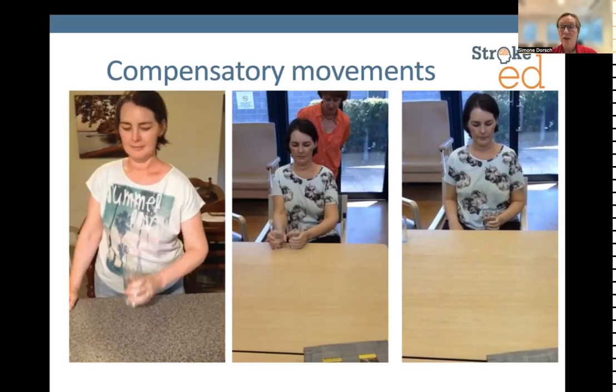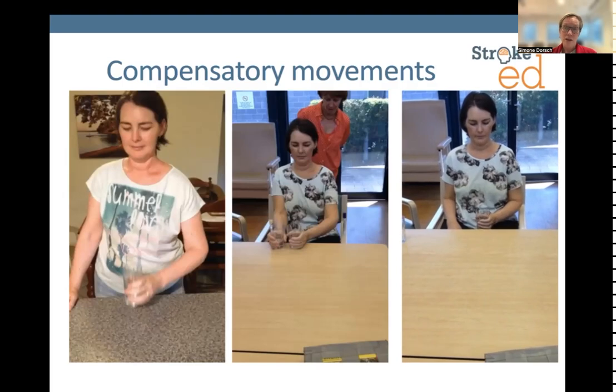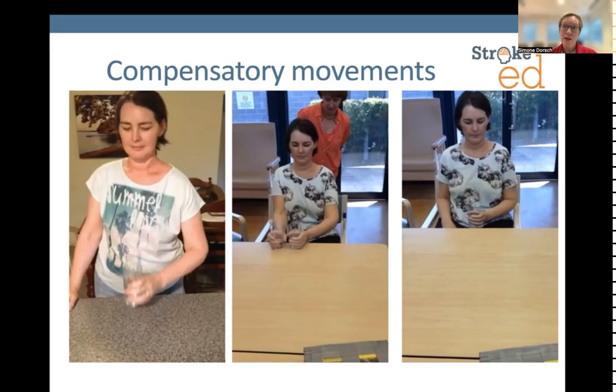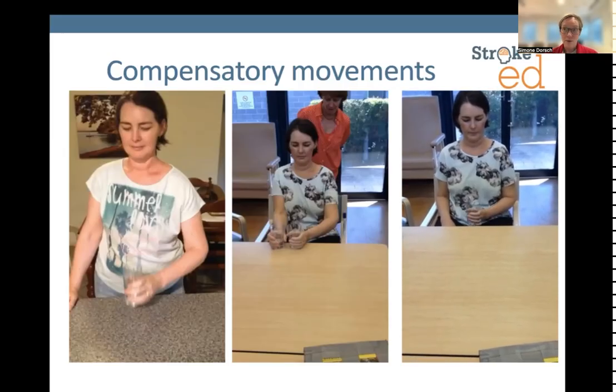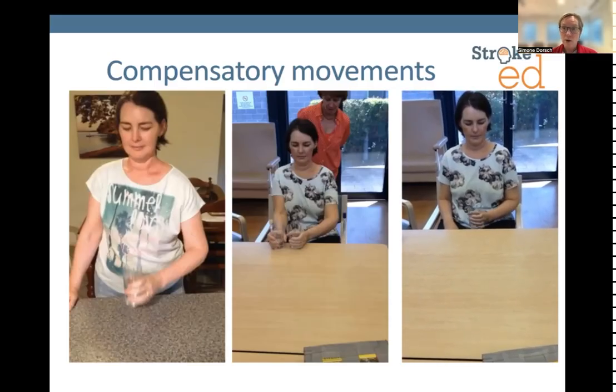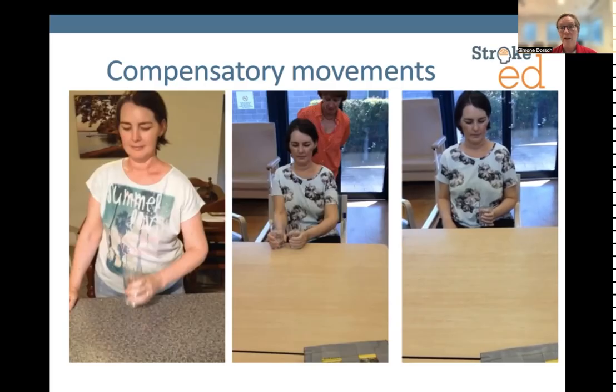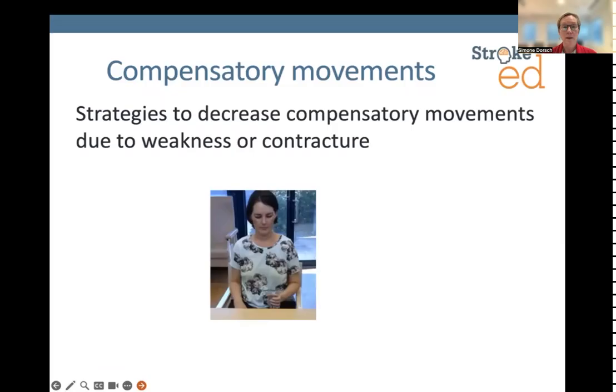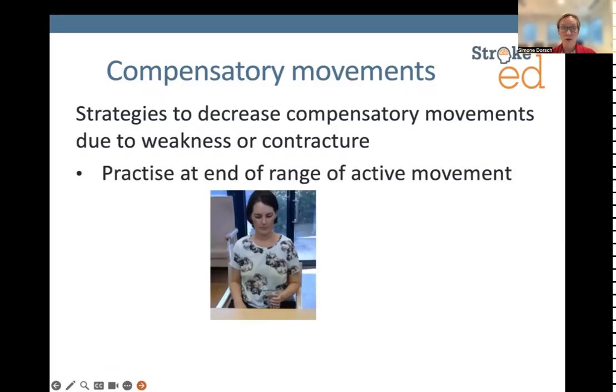Also a very good strategy for anybody who's got contracture of their internal rotators, so that they're actively moving to the end of their passive range, and then you would be hoping that increases their passive range from a lot of practice where they're moving to the end of their available passive range, and doing that repetitively. So here, thinking about compensatory movements again due to weakness, but also that could be due to somebody who's got loss of passive range of movement, and it's about doing a lot of practice at the end of range of their active movement.